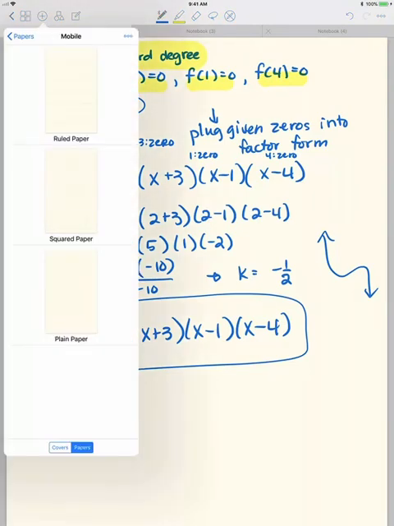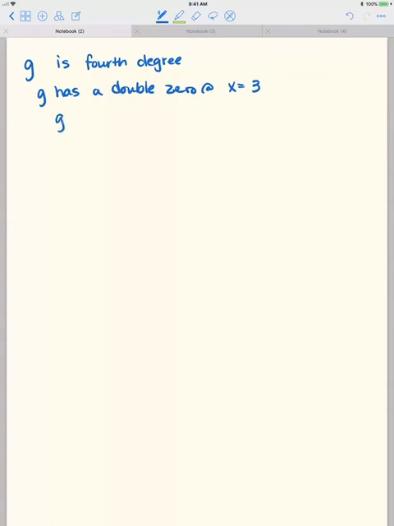All right. Let's do maybe one more. Let's take the function g is a fourth degree polynomial, so it has at most 4 distinct zeros. You're also told that g has a double zero at x equals 3. Also told that g of 5 equals 0, g of negative 1 equals 0, and g of 0 equals 3. All right, so we're told fourth degree.